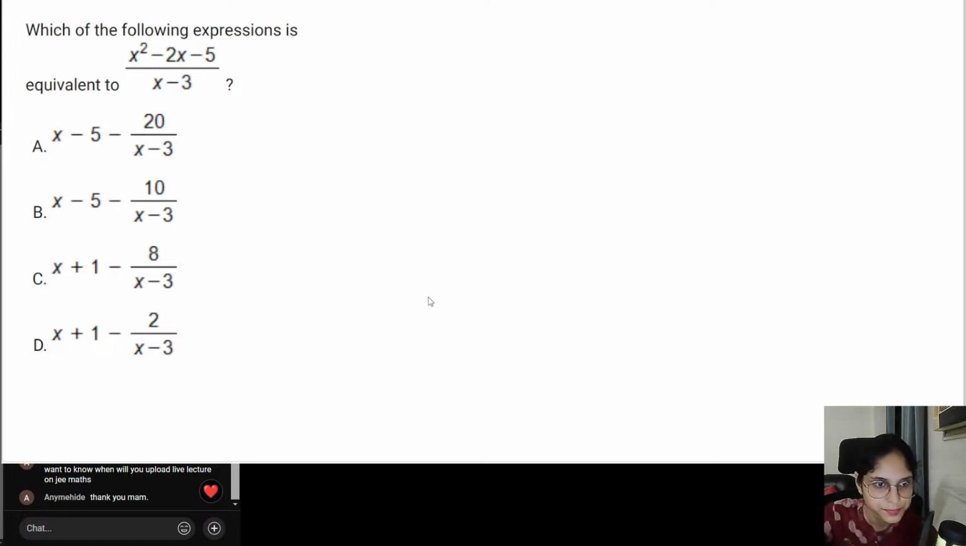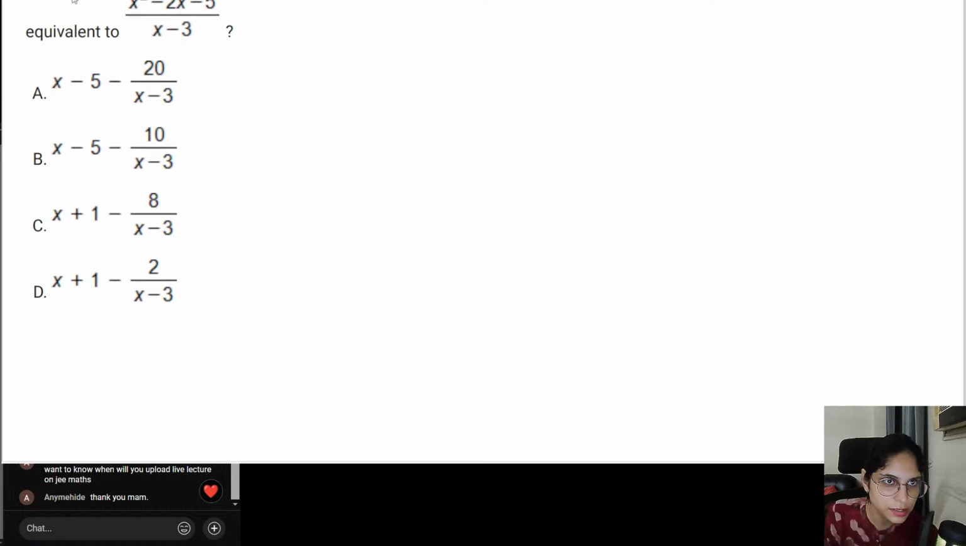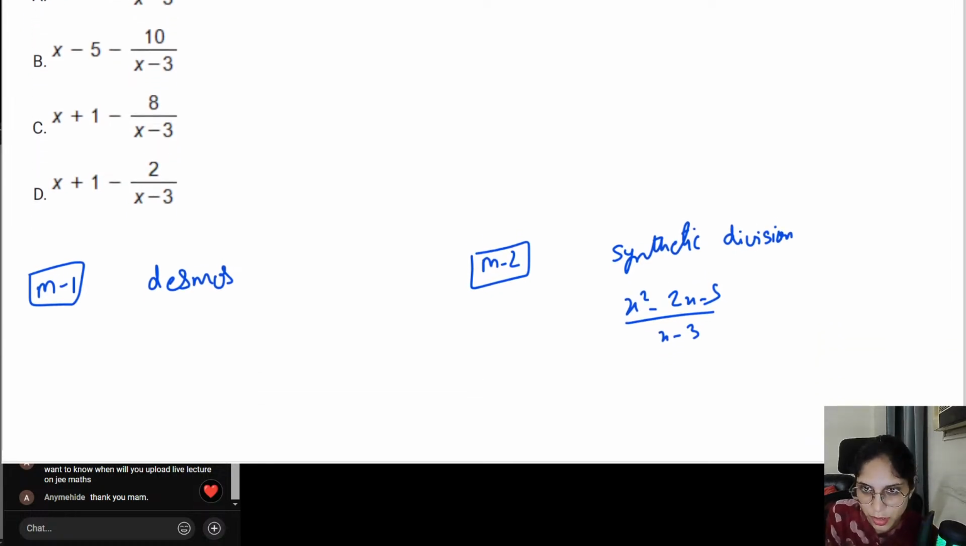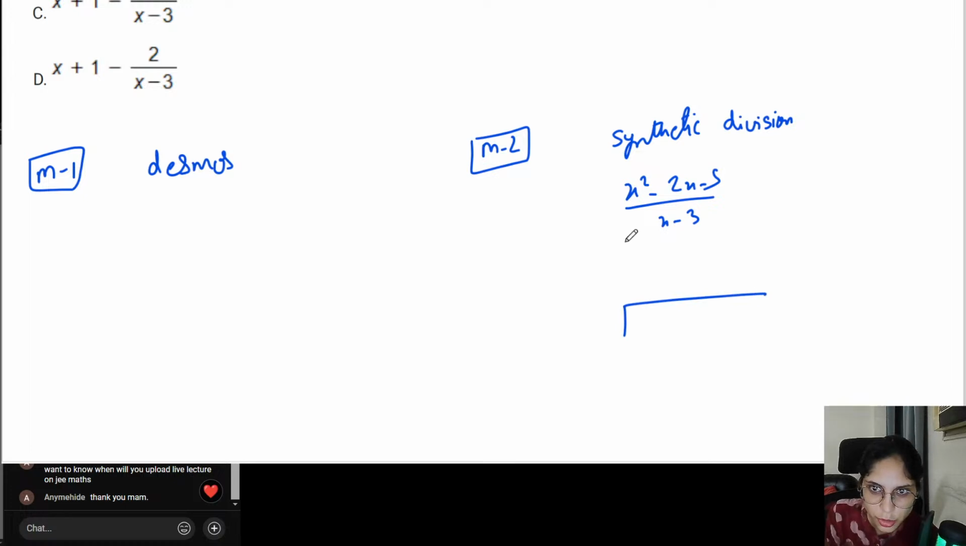Oh, this is division. Because you can see there's a remainder, so we will use synthetic division. There's always a second method, that is Desmos. You have x squared minus 2x minus 5. Because it is x minus 3, you can use synthetic division. In synthetic division, you write the coefficients. Coefficient of x squared is 1. Coefficient of x is negative 2. Constant is negative 5. Because x minus 3, x is equal to 3, so you write 3 over here.